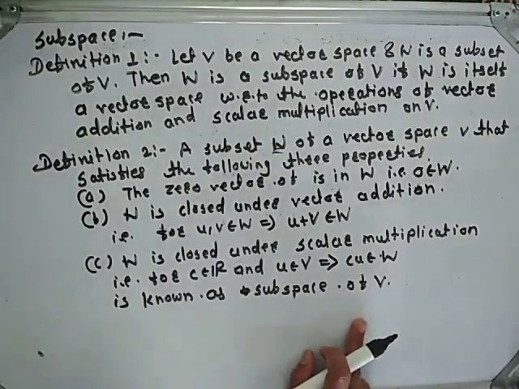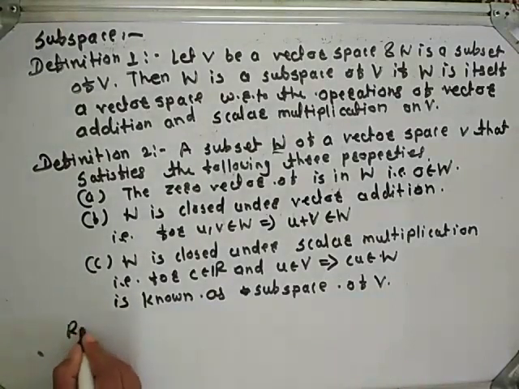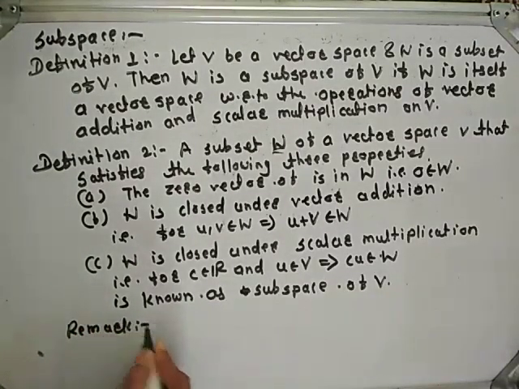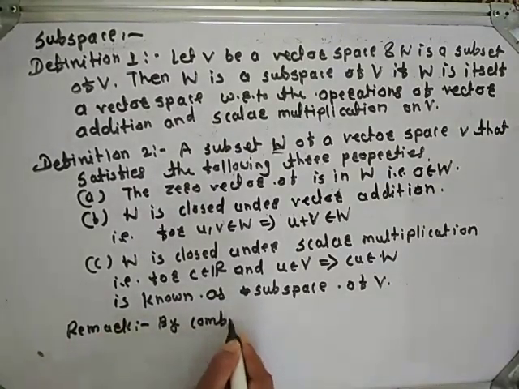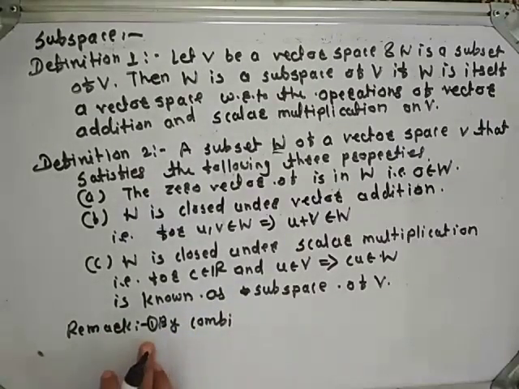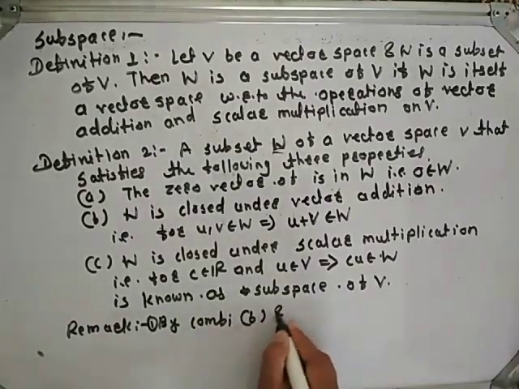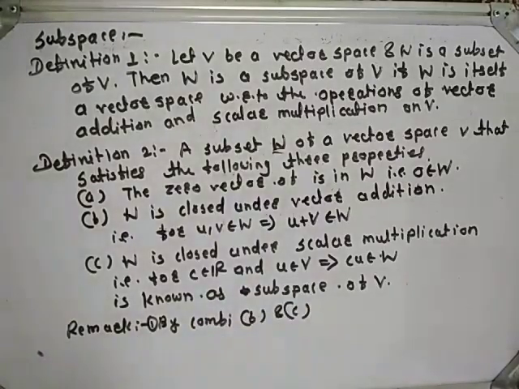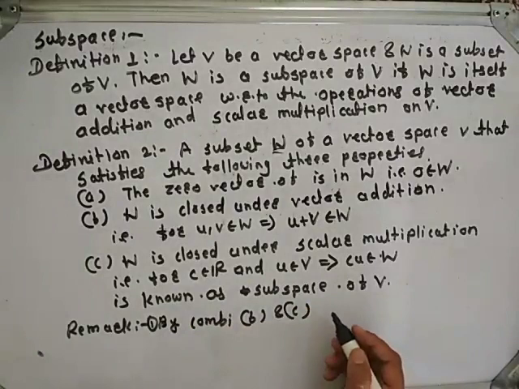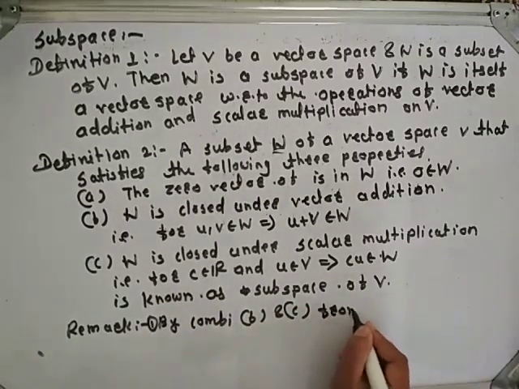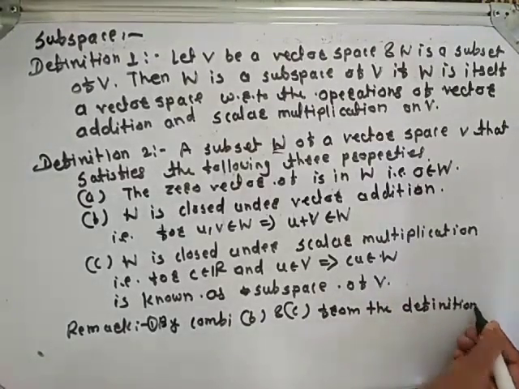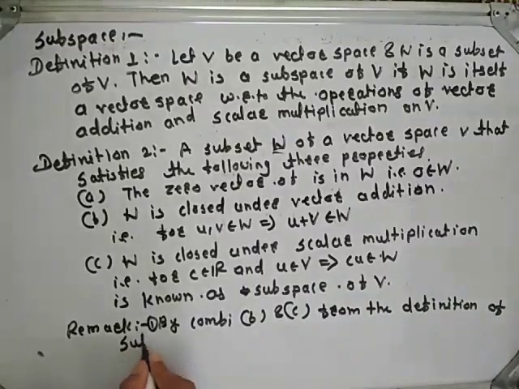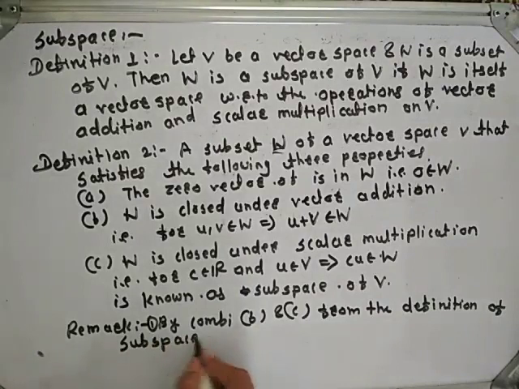Okay. Now here let us take one remark, or we can say a note. By combining B and C from the definition of subspace, we state the following result.